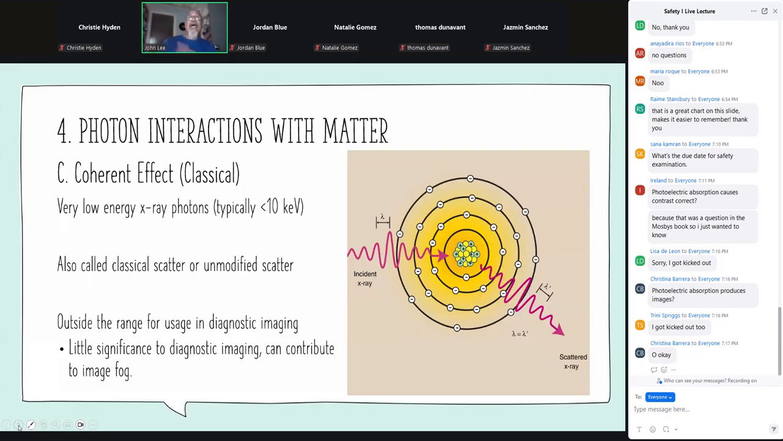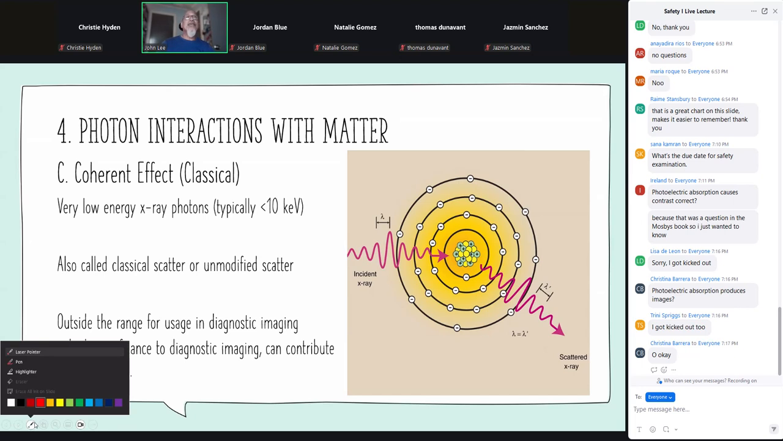Now, this is the coherent scatter. This is the third interaction. Not as important in diagnostic because these energies are very low. They can contribute to image fog in cases where these interactions happen near the IR and happen to leave the body. But this is what we refer to as Thomson, classical, or unmodified. And it's unmodified in the fact that the energy that goes in is the energy that comes out, and it's almost immediate. As soon as the incident X-ray interacts with the atom, it's released again in a different direction.